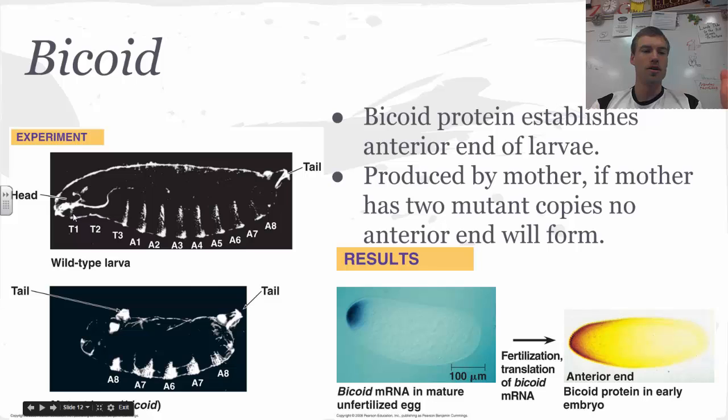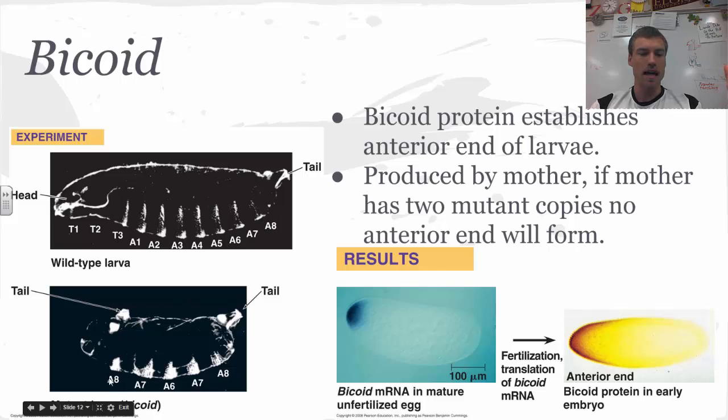So this is a normal larva, and it has a head that is developing, and it has a tail. Now, what scientists did was they mutated a whole bunch of flies, and then they bred those flies together, and they were looking for larvae that did not develop properly. And then they looked inside, and for some of them they found that there was a tail on both ends.